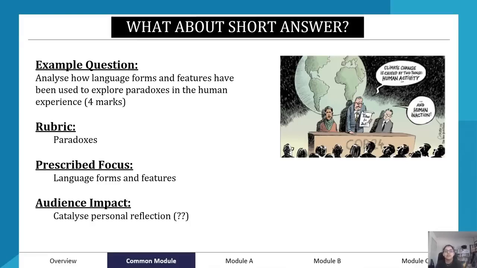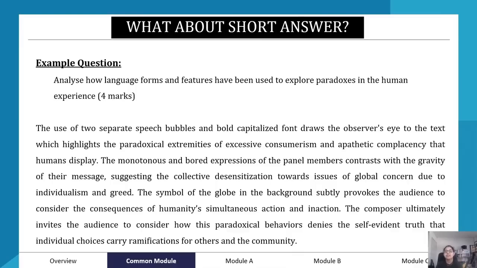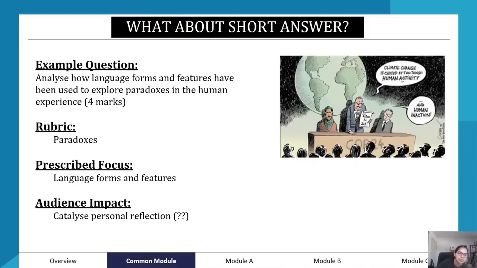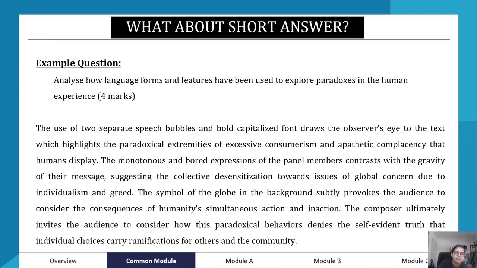All right, let's have a look then at this response. So this was the image that we obviously had to talk about, how it uses language forms and features to explore paradoxes in the human experience. Okay, so the use of 2 separate speech bubbles and bold characterized font draws the observer's eye to the text, which highlights the paradoxical extremities of excessive consumerism and apathetic complacency that humans display.